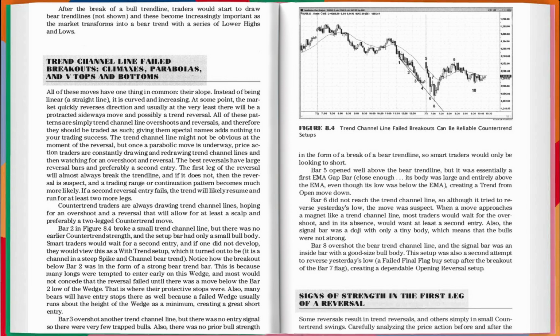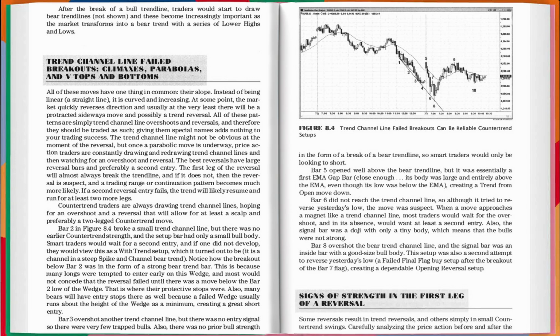Instead of being linear, a straight line, it is curved and increasing. At some point the market quickly reverses direction, and usually at the very least there will be a protracted sideways move and possibly a trend reversal. All of these patterns are simply trend channel line overshoots and reversals, and therefore they should be traded as such. Giving them special names adds nothing to your trading success.